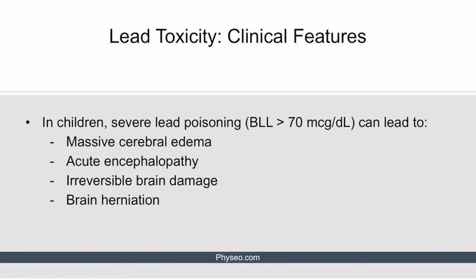In children specifically, acute severe lead poisoning with blood lead levels of over 70 can be particularly dangerous as it can lead to accumulation of high levels of lead in the brain, which can lead to fluid accumulation in the brain and lead to massive cerebral edema. This in turn can lead to acute encephalopathy, irreversible brain damage, and even brain herniation, which would be fatal.